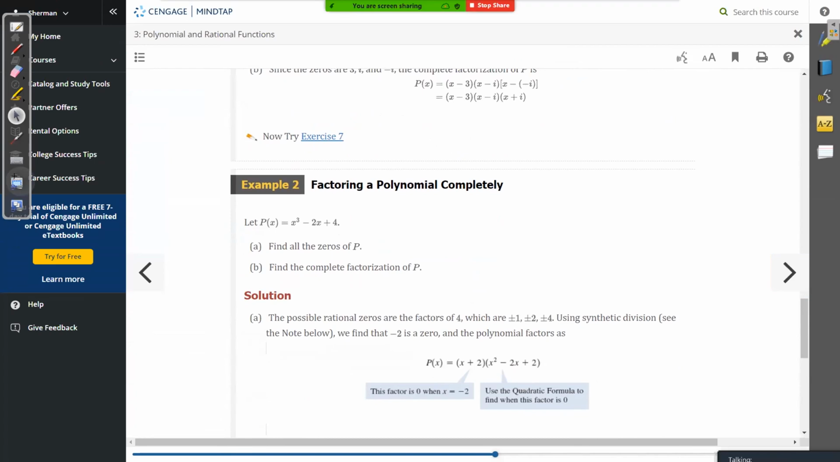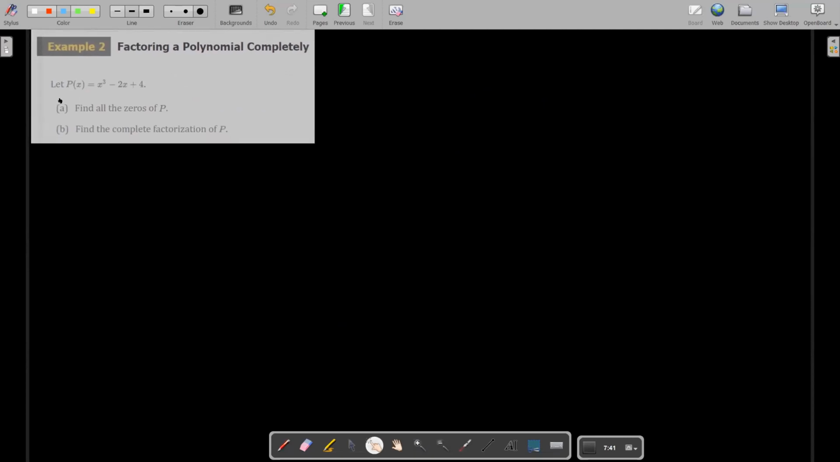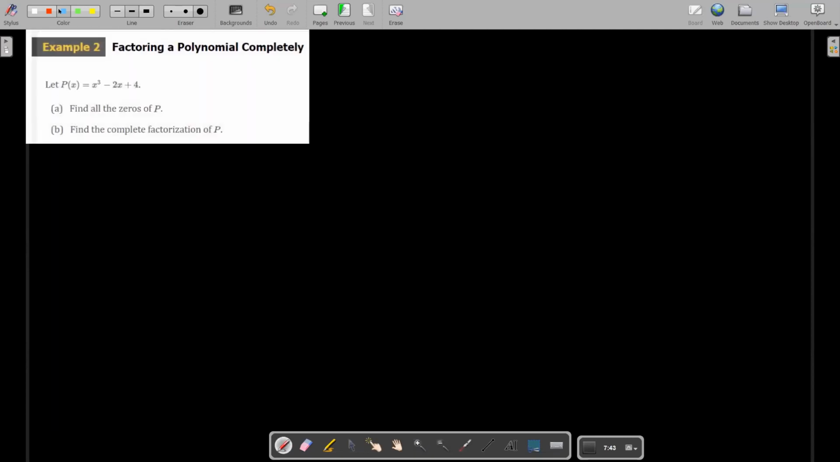So luckily, if you didn't get enough of last section, I've got good news. We're going to do more of it. Okay. So again, it reads find all zeros. It's a third-degree polynomial. There's nothing I can pull out. I can't factor here or there. I'm going to have to do that factor stuff, right? So here's what we're going to do.